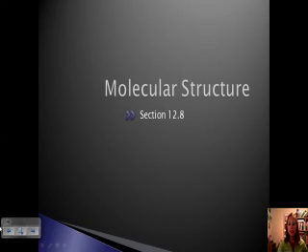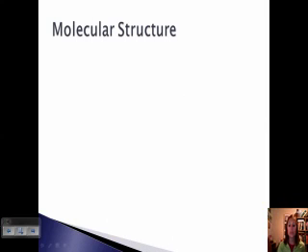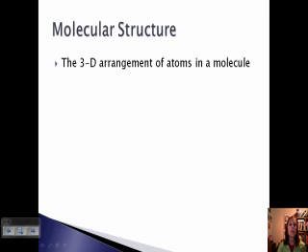Today we're going to discuss sections 12.8 and 12.9, which involve molecular structure. Molecular structure is the 3D arrangement of atoms in a molecule. So far we've looked at Lewis structures, which are just a two-dimensional arrangement, but that's not how molecules occur in nature. So we're going to look at their 3D arrangement.